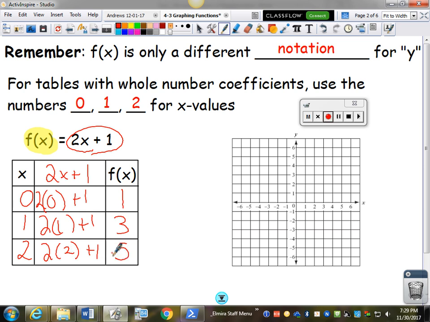And then we're going to go and graph that. Now remember, f of x is the same thing as y. So when we go to 0 and 1, okay, here's y, that's the same as f of x. 1 and 3, 2 and 5. Okay? And I'm kind of seeing that pattern of up 2 over 1, up 2 over 1, so I'm going to continue it. Draw my line, arrows on both ends, and label f of x equals 2x plus 1.